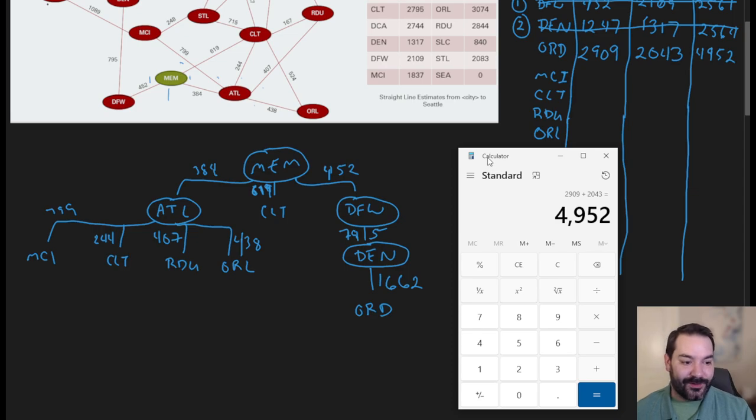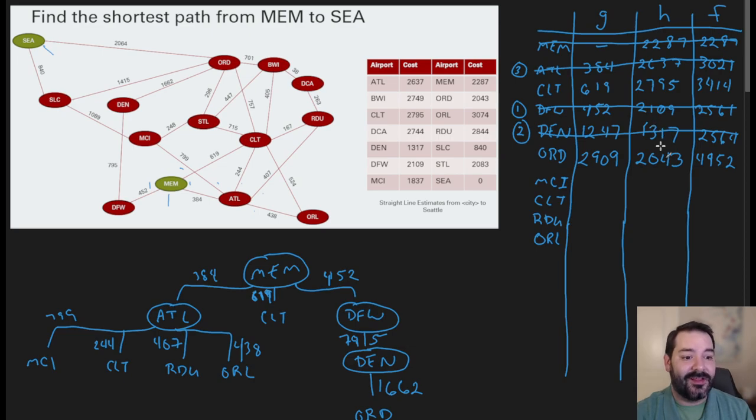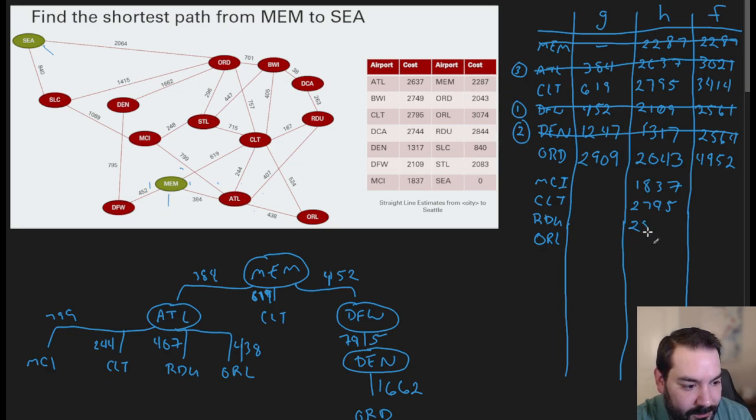So the first one is again, well, before I do that one, I'm going to drop out the H's. That's just going to save me some heartaches. Let's see. So MCI is 1837. There's your 7. CLT, 2795. RDU, where are you? 2844. And then Orlando, 3074. Okay, so again, we bust out the calculator and we start doing math.